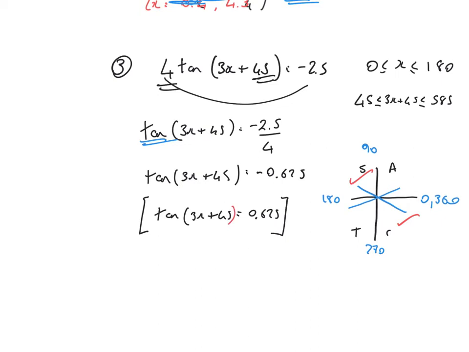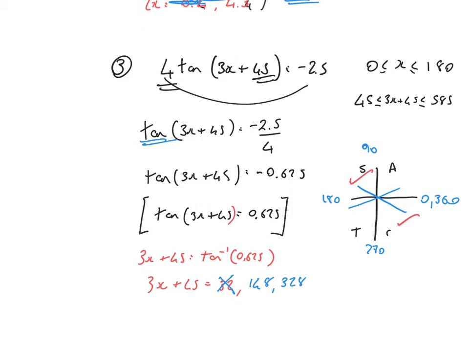So 3x plus 45 is equal to tan inverse 0.625. That's a calculator question then. So tan inverse 0.625. Make sure you're in degrees mode. That's just going to give us about bang on 32 degrees. Now I'm promptly going to record the fact that I'm not in the all quadrant, therefore that cannot be a solution. But it's useful to me to get the sine quadrant solution. 180 take away 32, which is 148, and for the cosine quadrant that's 360 take away 32, and that is 328 degrees.